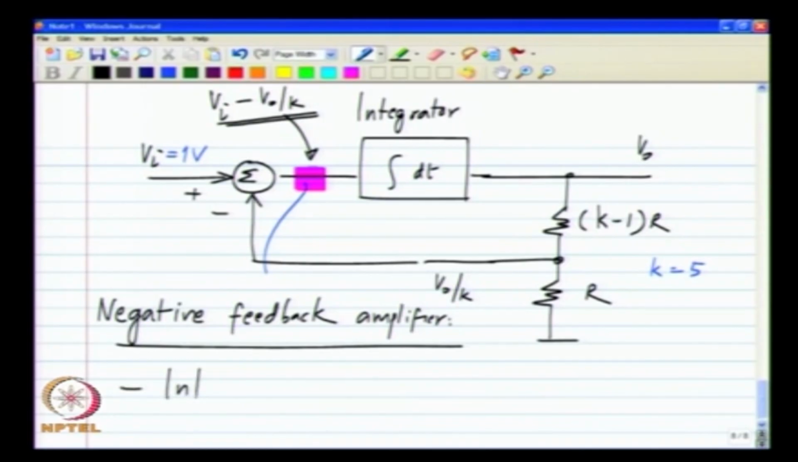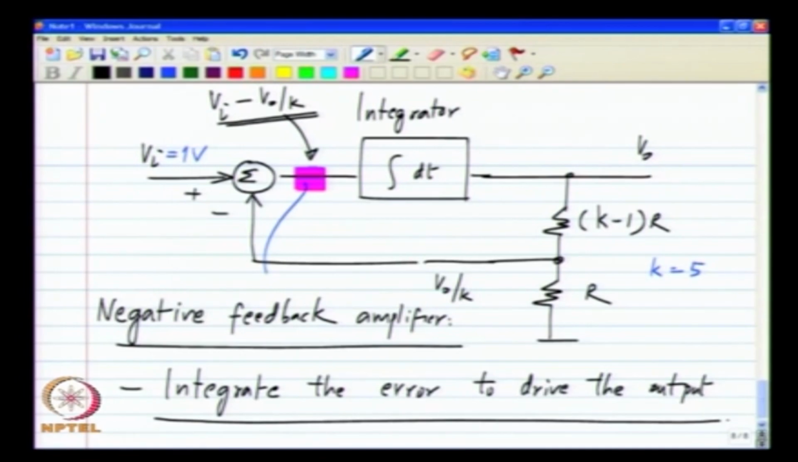The basic principle is that you integrate the error to drive the output.